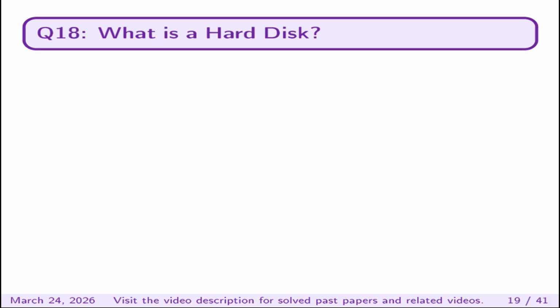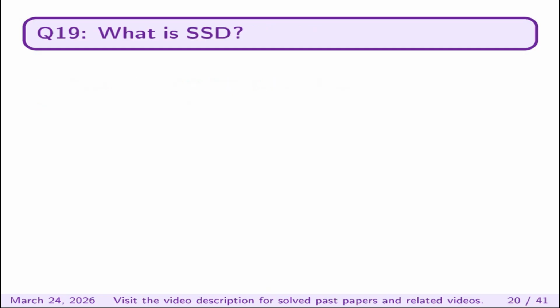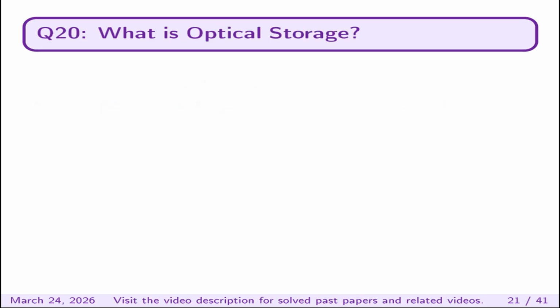What is a hard disk? A hard disk is a magnetic storage device. It stores the operating system, software, and user data. What is SSD? SSD stands for solid state drive. It uses integrated circuits and is faster than traditional hard disks.